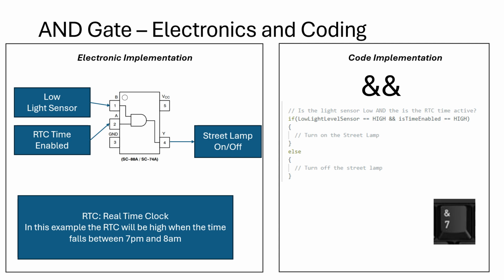So the low light sensor is high and the RTC time is low. So the output of the AND gate is still low, okay, because A and B aren't both high. So the street lamp stays off.